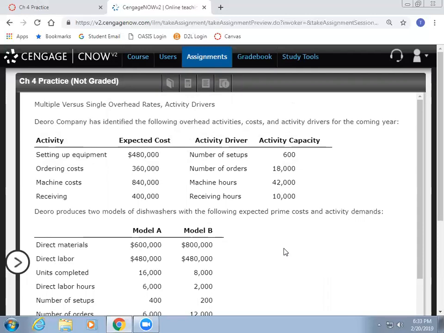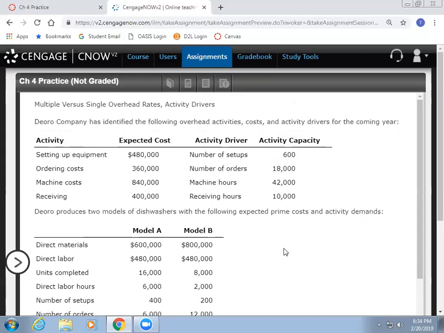So, the first thing I want to calculate were my activity rates. So for setups, I would take 480,000 cost divided by 600 setups. And again, that's just what they gave me, the activity capacity. So cost divided by capacity. So setups will be $800 per setup.